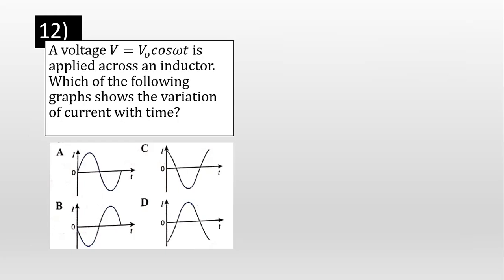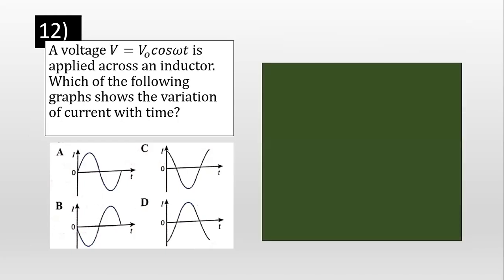For an inductor, does V lead I or I lead V? As long as you can remember that, I lead V. So this is the voltage. Voltage is B, C. So you want I leads V. I must come first.